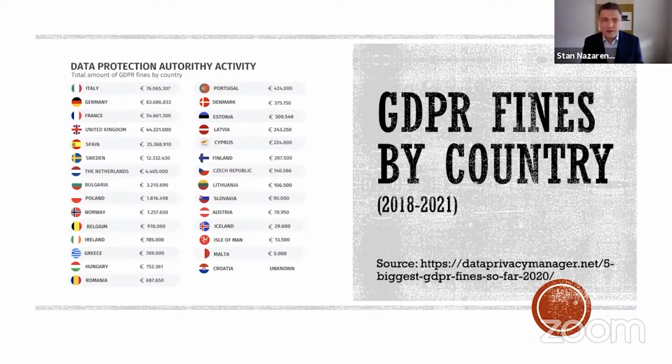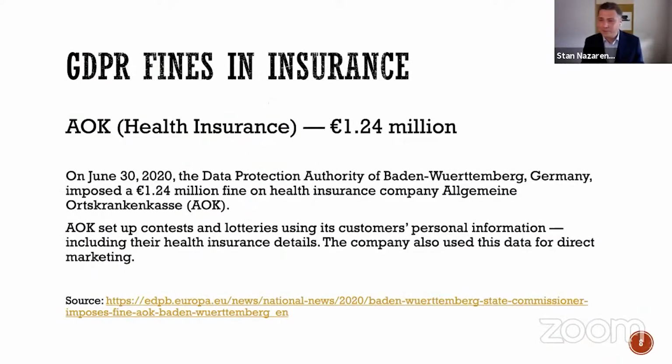And speaking of preparedness and specifically GDPR fines, the number of fines across the European Union has been substantial, with Italy leading the list with 76 million in fines issued so far. But interestingly enough, if we're talking about insurance only, it took me some time to find the biggest fine to date, and the one I found was a German health insurer. In 2020, they were fined 1.24 million for violating certain GDPR legislation. And as you can imagine, this is not huge by industry standards.